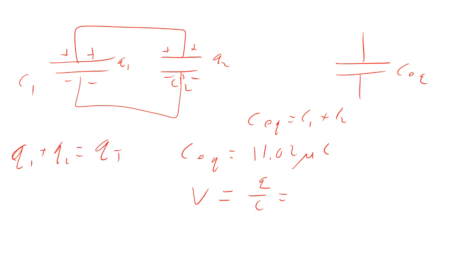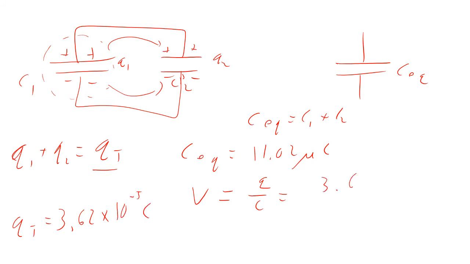So the total charge, wait a minute, where did the charge originally come from? All the charge originally was only on C1. Some of it went over here, but the total charge stays the same. That total charge was the charge that was originally on C1, so that's going to be the 3.62 times 10 to the minus 5th coulombs. So 3.62 times 10 to the minus 5th coulombs divided by the 11.02 times 10 to the minus 6. Sorry, that's microfarads, not microcoulombs.